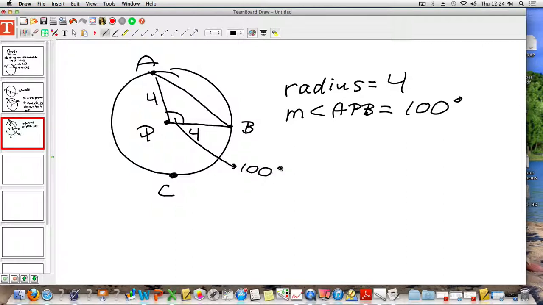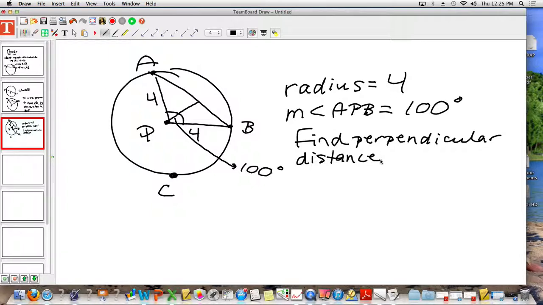But if I am asking you to find what is the perpendicular distance between point P and chord AB, you're going to need to draw this in. So let's put it out here. Find the perpendicular distance between P and AB. Segment AB. That means to you we're talking about chord AB.